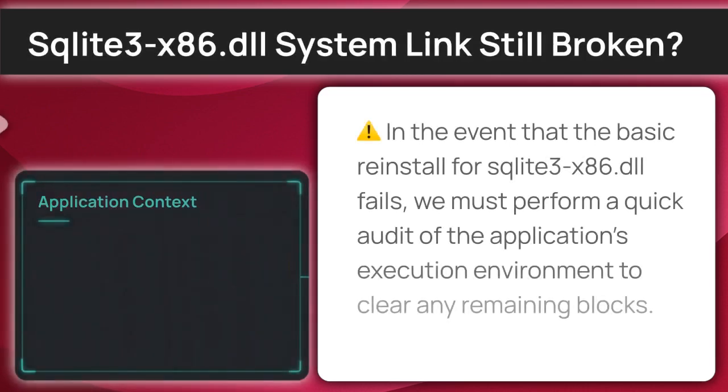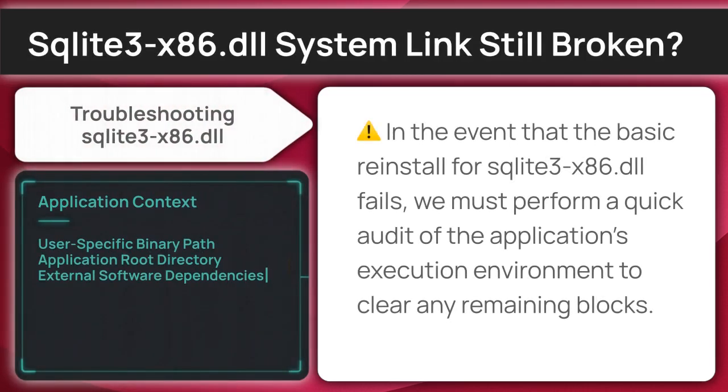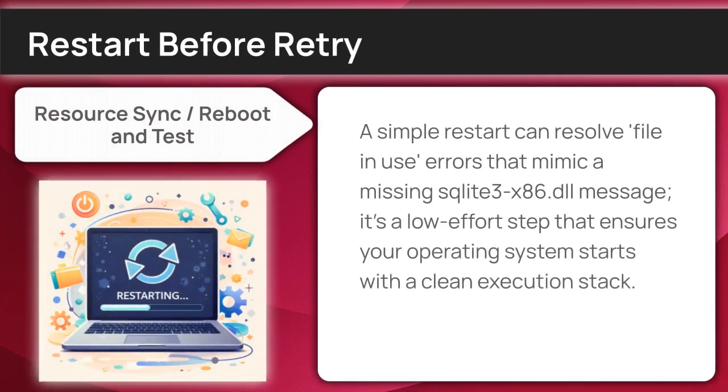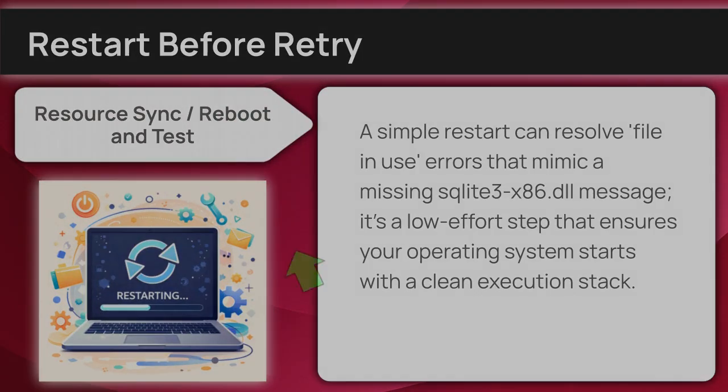In the event the error remains visible, it indicates we need to verify the environment's ability to register new shared resources. A quick reboot can determine if the error is transient. While it won't fix a deleted file, it can re-establish the connection between your software and the SQLite3-x86 library file if the path was temporarily busy.